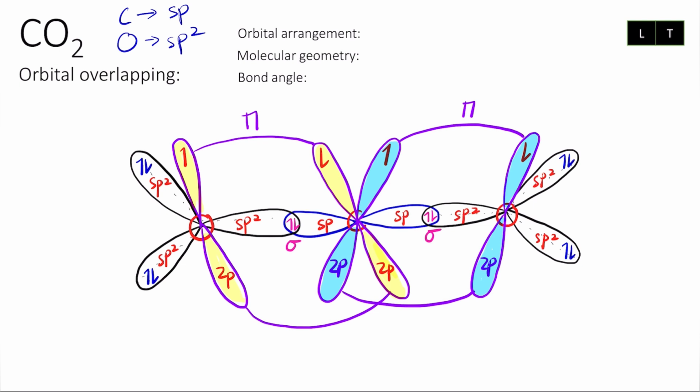So dalam kes ini, if you take a look, we want to determine the orbital arrangement. Orbital arrangement for CO2, kita hanya fokus kepada central atom, iaitu carbon. So carbon, we have sp, maknanya orbital arrangement dia adalah linear. And then molecular geometry dia kekal sebagai linear because there is no lone pair at the central atom. So bila linear, bond angle dia adalah 180 degree.